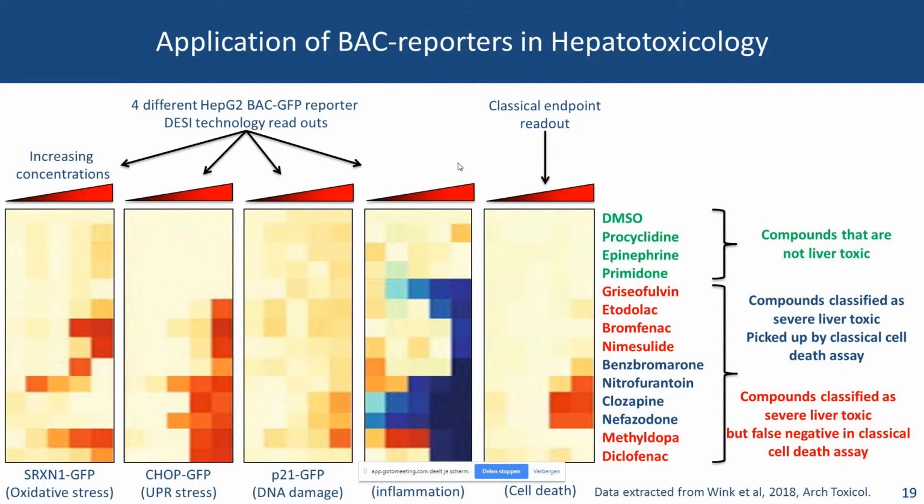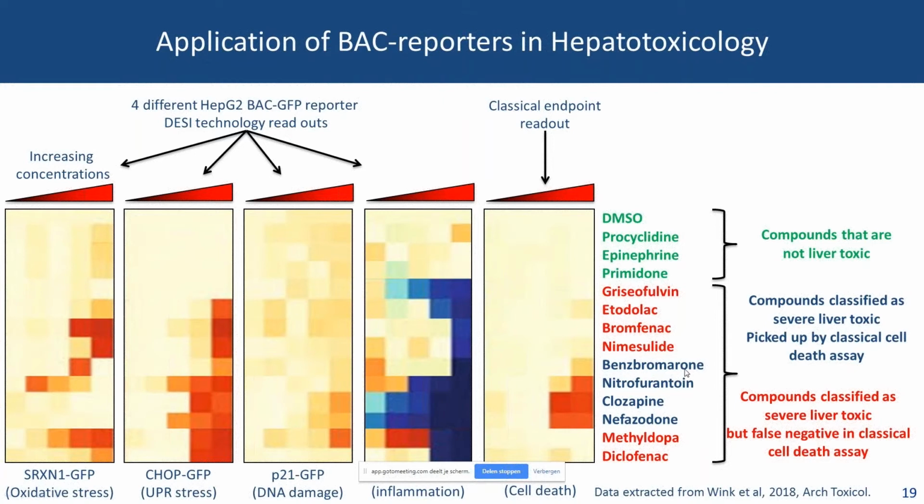toxicology. And for this, I will show you this small screen. The small screen consists of 14 different compounds, 4 negative control compounds and 10 compounds in which we know that in vivo, so in the human situation, liver tox is being induced.